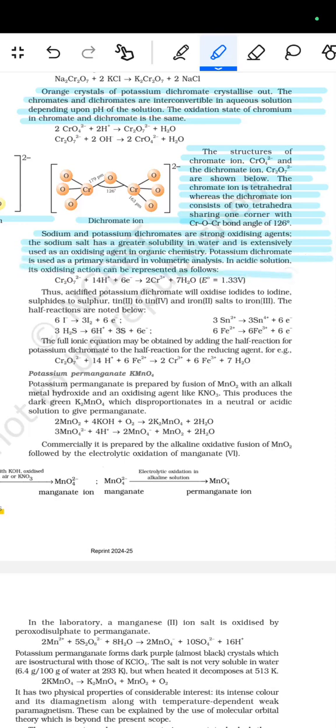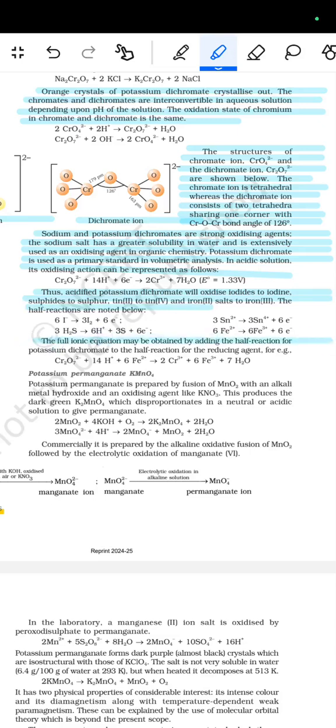Its oxidizing action can be represented as follows: Cr2O7 2- plus 14H+ plus 6 electrons gives 2Cr3+ plus 7H2O. Thus, acidified potassium dichromate will oxidize iodide to iodine, sulfide to sulfur, tin 2 to tin 4, and iron 2 salt to iron 3. The half reactions are noted as 6I- to 3I2 plus 6 electrons, 3H2S to 6H+ plus 3S plus 6 electrons, फिर Sn2+ to Sn4+ और Fe2+ to Fe3+ में कन्वर्ट हो जाता है.